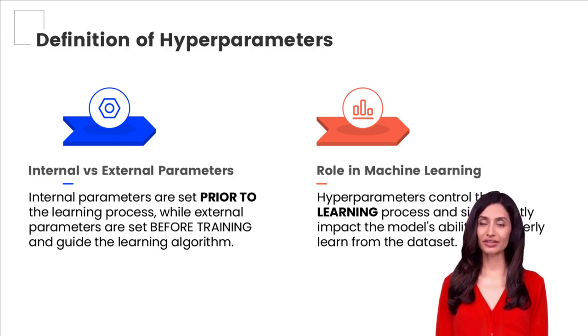Hyperparameters are the unsung heroes of machine learning, guiding the learning process from the shadows. Unlike parameters learned during training, these settings are chosen beforehand, shaping the model's ability to learn effectively. Their correct adjustment can be the difference between a mediocre model and a stellar performer.